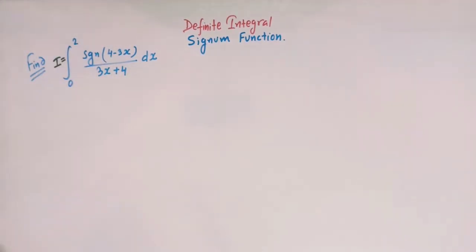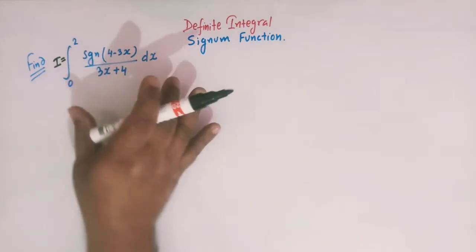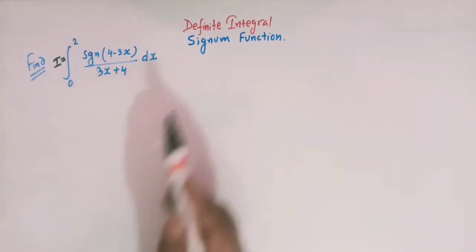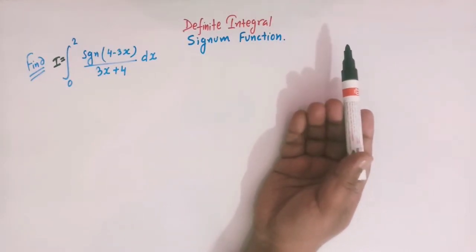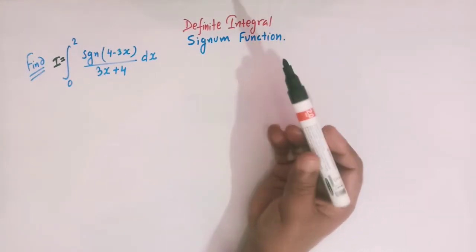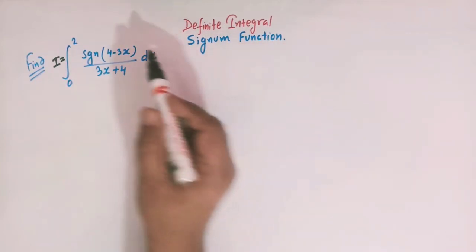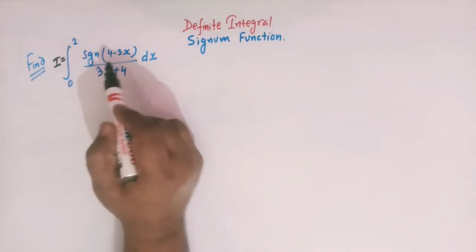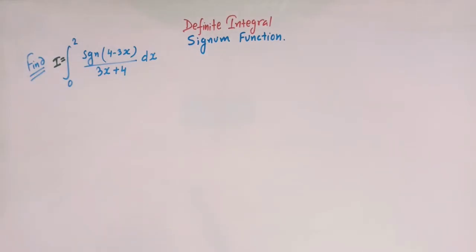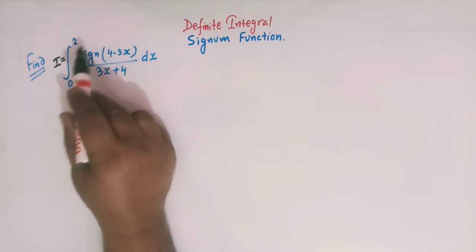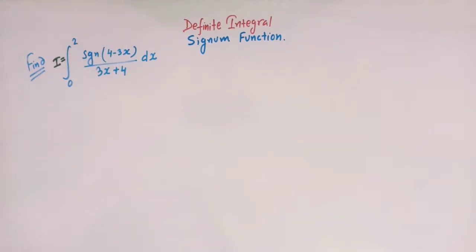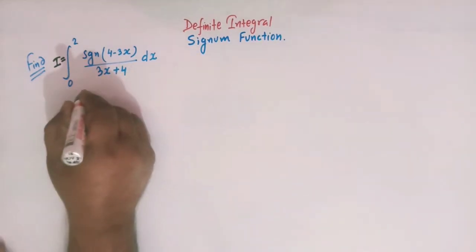Now, in order to evaluate such types of integrals involving the Signum function, absolute value function or greatest integer function, what we basically do is make use of the definition of these functions. Since the Signum function is involved, we will first take the definition of the Signum function. Now let us define the Signum function.